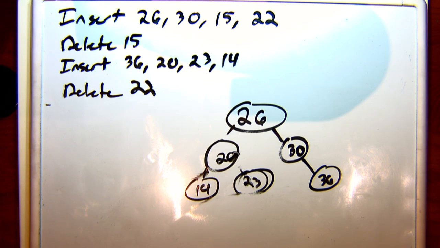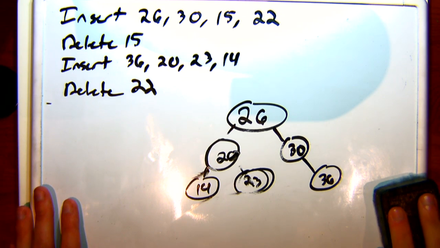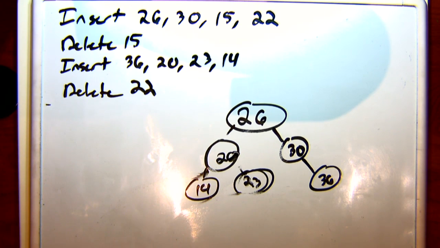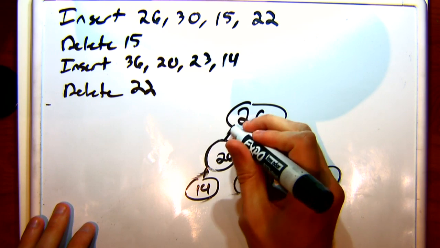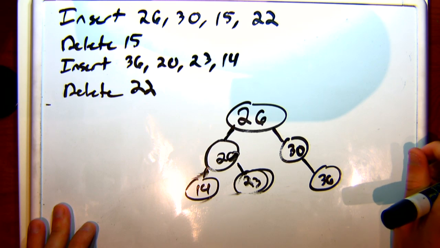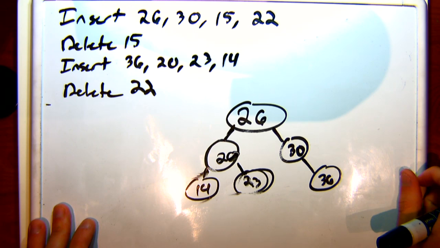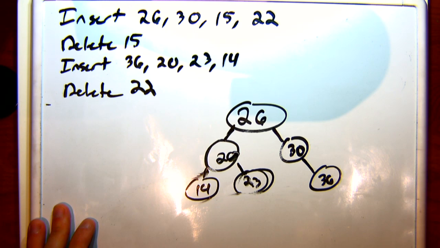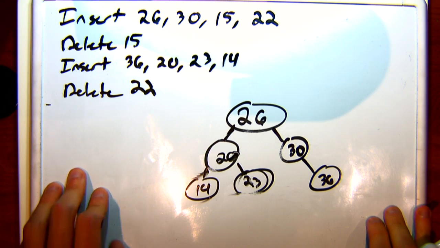And I also asked you to give the pre-order, in-order, and post-order traversals of this tree. So for the final tree, I'm going to go ahead and do the pre-order, in-order, and post-order of it. Basically, those traversals are what they sound like. Pre-order means print before we traverse, in-order means traverse left, then print, and post-order means traverse left and right, then print.